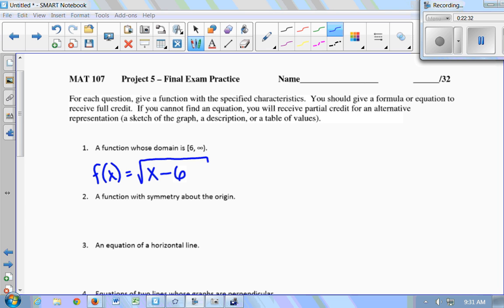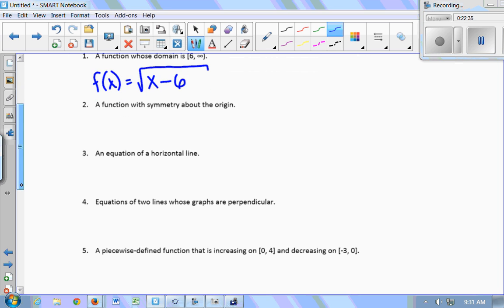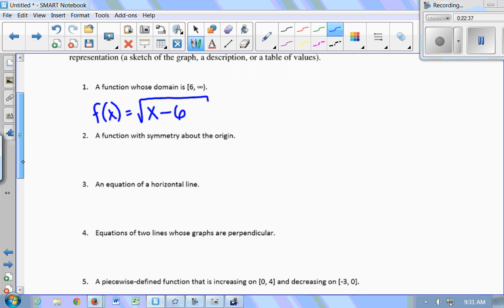All right, a function with symmetry about the origin. So you might draw yourself a picture to start. It means the double fold thing, where if you fold it over the x-axis and then the y-axis, so you're folding the axes into quarters, the two pieces would lay on top of each other after the two folds. So classic example is this guy. What's the formula for that? x cubed.